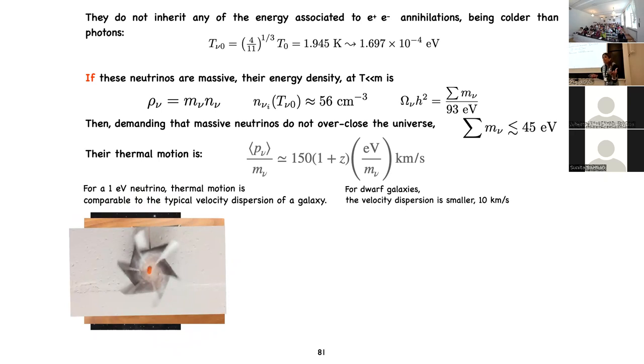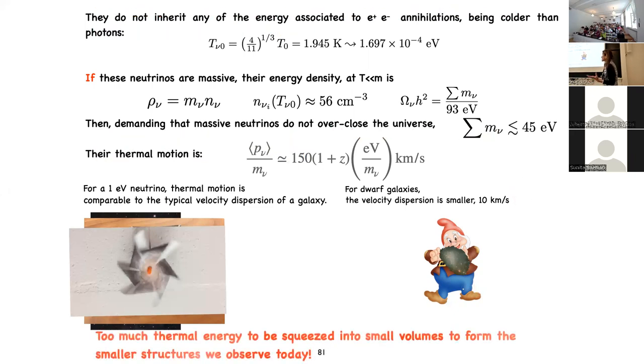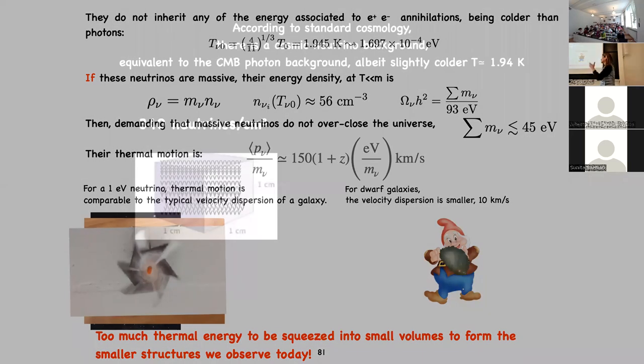However, in the universe, there are also smaller objects, right? Like dwarf galaxies, and the velocity dispersion for these objects is much smaller, like the large or the small Magellanic clouds. Here, the velocity dispersion of these objects is of the order of 10 kilometers per second. So this means that neutrinos have too much thermal energy to be squeezed into the very small volumes we observe today in our universe. And this is going to make them super different to colder matter, okay? Because they cannot cluster at small scales because they have too much thermal energy. So they really don't cluster at some scales, okay?